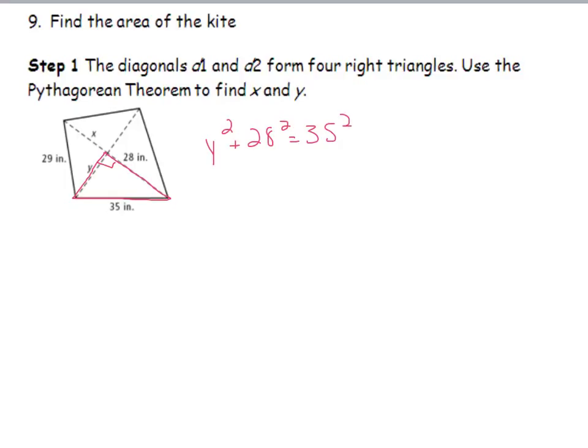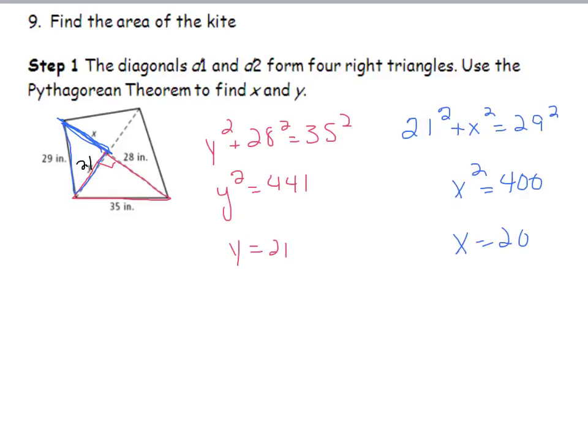Okay, when you solve this through, you get y squared is 441. So y has to equal 21. Okay, so this right here is 21. I would like for you to pause now and use this right triangle to help you solve for this piece here. Then I want you to help me find the area. So go ahead and solve for x, and then we're going to work on the area. All right, so you had 21 squared plus x squared equals 29 squared, and when you worked it out, you get that your x is 20.